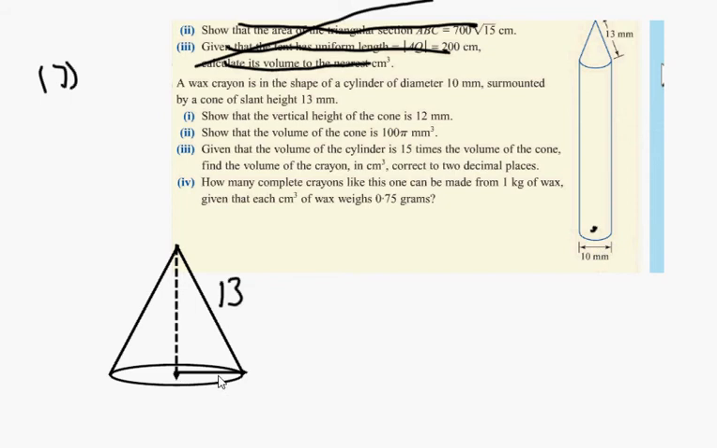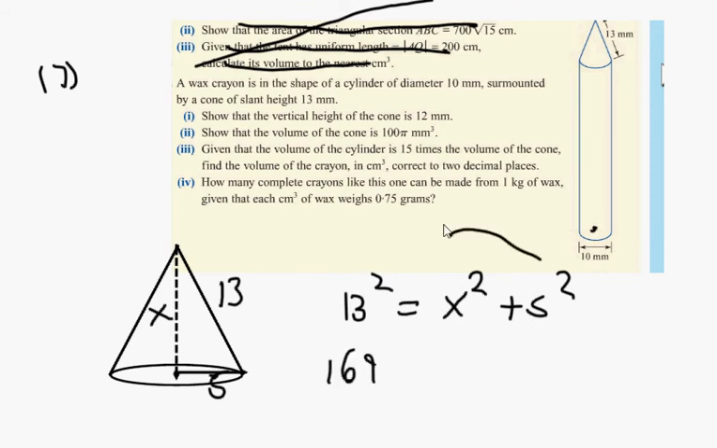So it's going to be 13 squared equals x squared plus 5 squared. That's going to be 169. This 5 squared is 25. Bring the 25 out to the other side: minus 25 equals x squared.